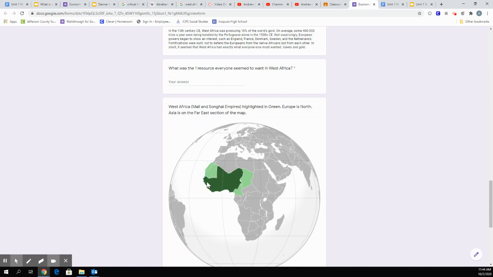so here's West Africa. Here's where the Mali and Songhai were. Portugal is right in here, this country right here. So they started trading with Portugal, who started sailing over into West Africa and setting up trading posts right on the coast.